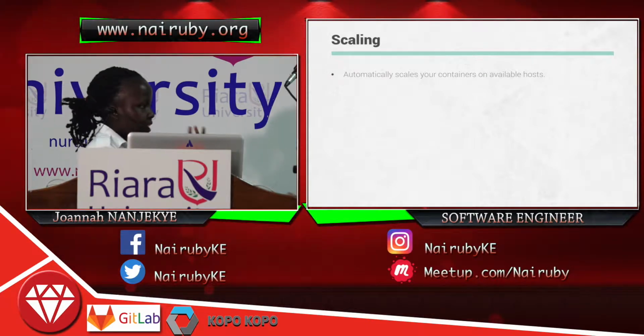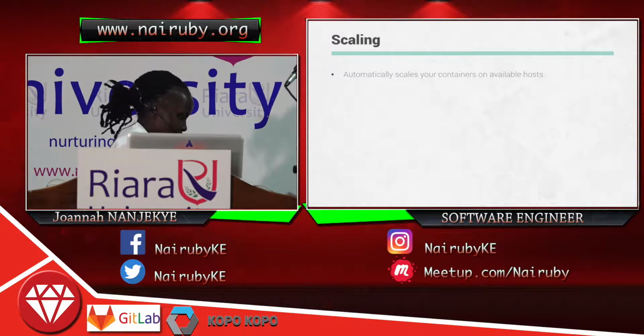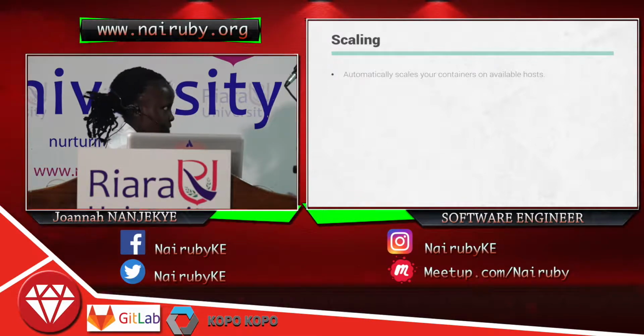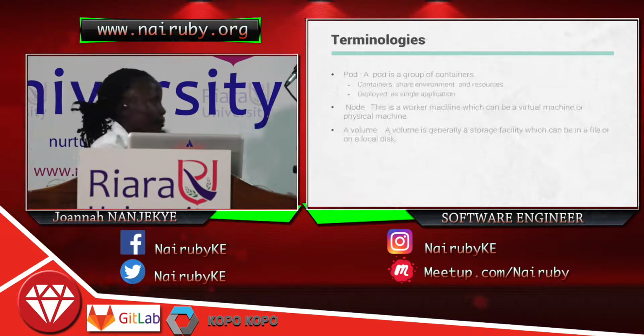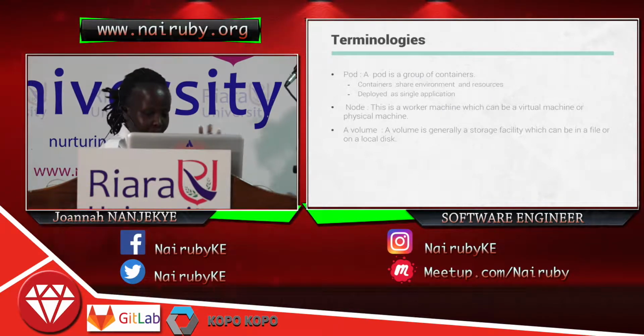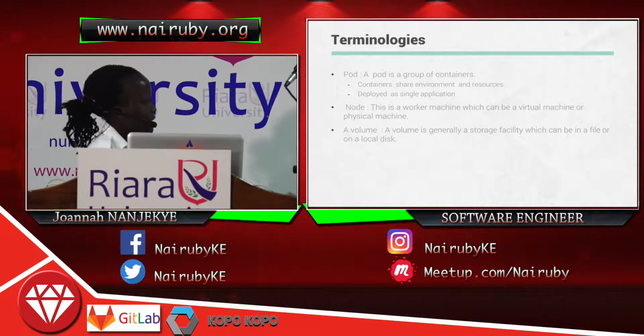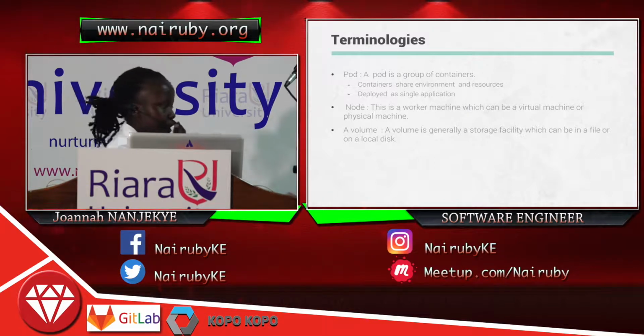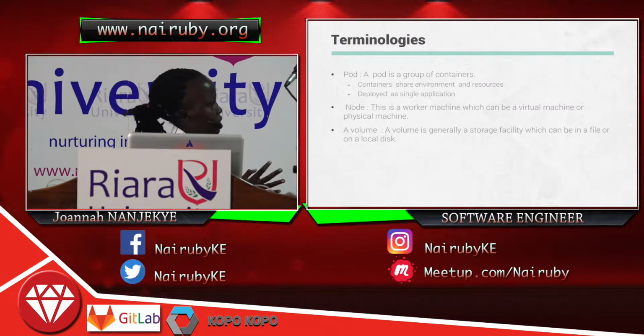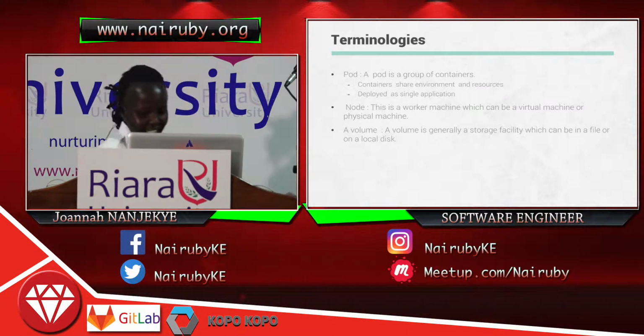Kubernetes looks like a bit of a complex thing, but it's actually simple. So I'll go through just some of the terminologies with Kubernetes. In Kubernetes, we have something called a pod. A pod is just a group of containers, a deployable unit of containers that can be thought of as a single application. They share the environment and resources, and they can communicate through localhost.